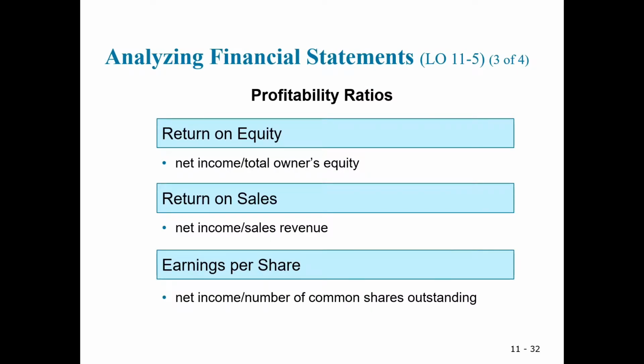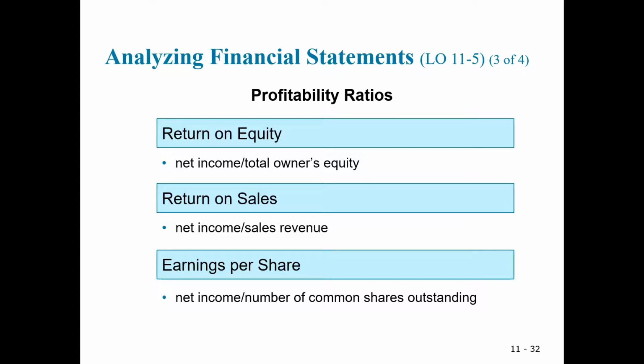Profitability ratios. Earning power for owners. Investors are particularly interested in what returns they can expect from their investment. 1. Return on equity. This ratio shows how much net income a business earns from each dollar that was invested. It is computed by dividing net income by total owner's equity. 2. Return on sales. This ratio shows how much profit each dollar of sales generates. It is computed by dividing net income by sales revenue.